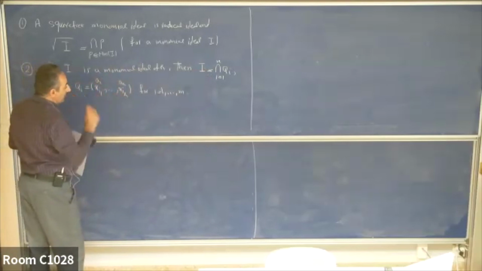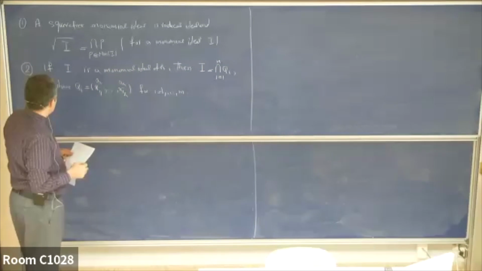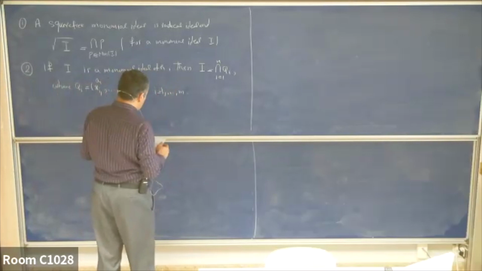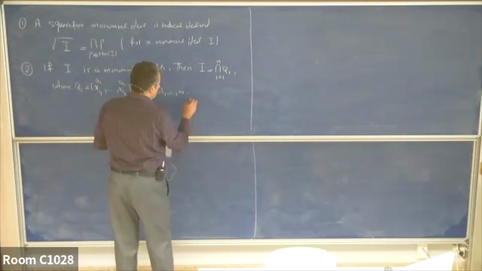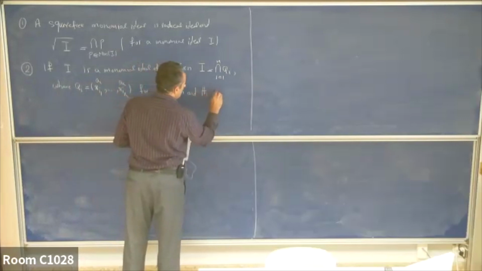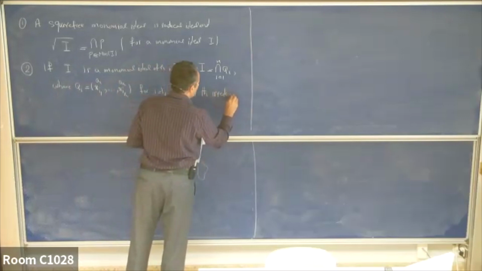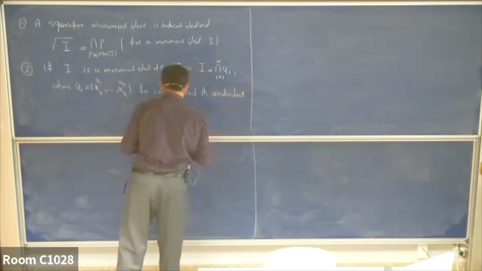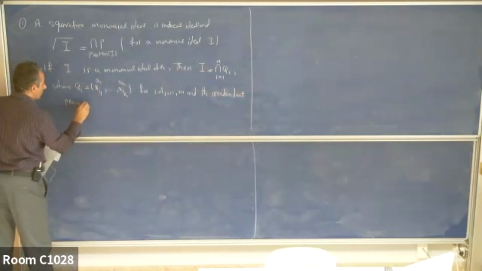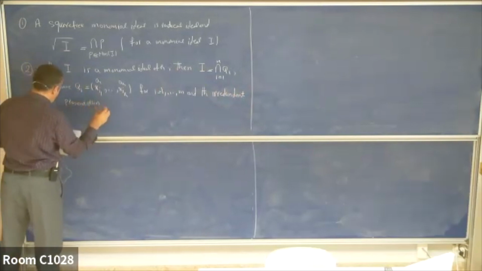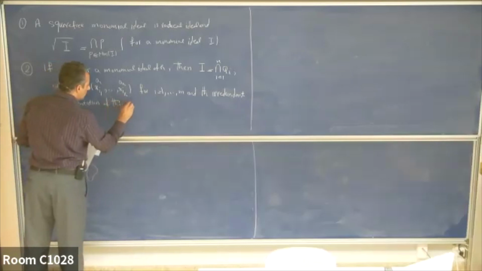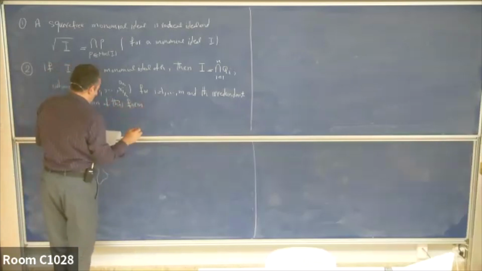Q_i is irreducible, and the presentation is irredundant, and a presentation of this form is unique.